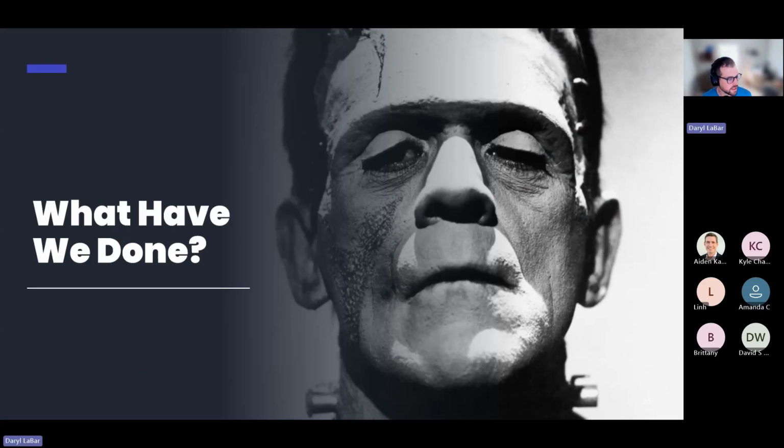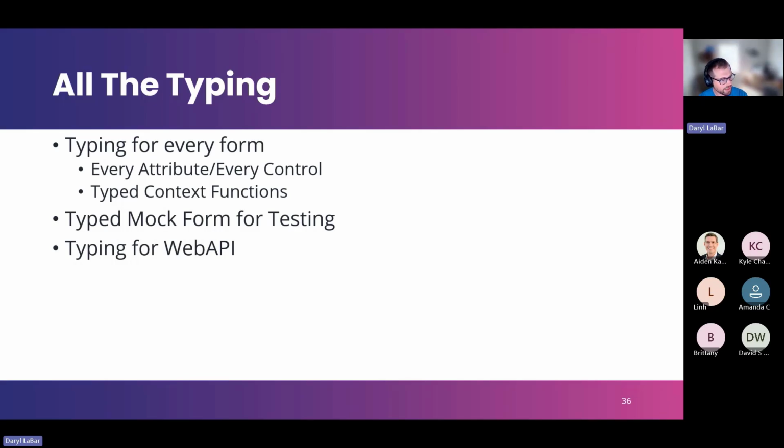What have we done? We have typing for every form that you configure. So if you want to do this entity or that entity, you configure that. And when you do that, you get every single attribute that's on the form, every control, even the groupings of it as well, the tabs and the sections. You also get the typed context functions to save yourself some null checking and keystrokes, to say, hey, context set value and get value.